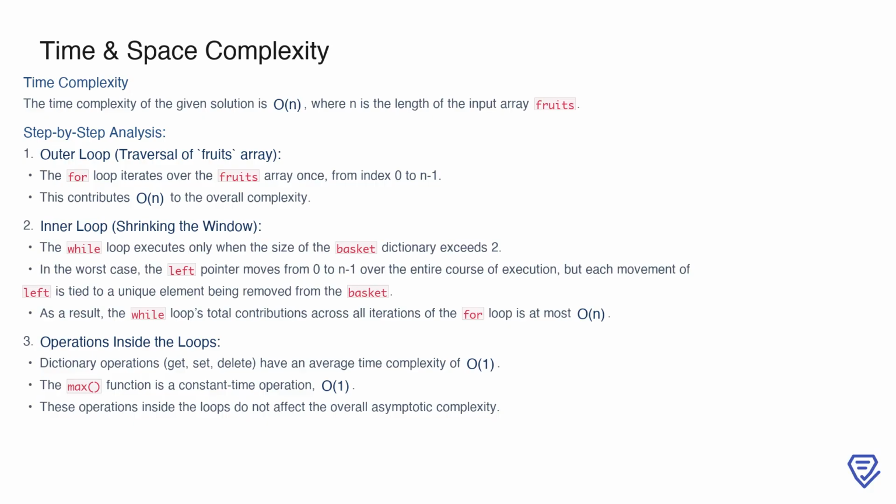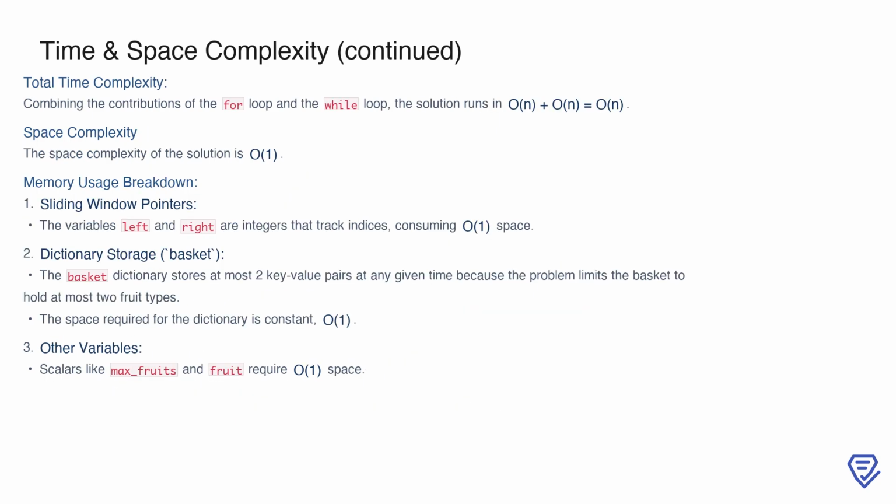Lastly, operations inside the loops, such as accessing or modifying the dictionary and calculating the maximum, are all constant time operations, O(1). These operations do not affect the overall asymptotic complexity. Adding the contributions from the for loop and the while loop, we have O(n) plus O(n), which simplifies to O(n) overall. Now, let's analyze the space complexity.